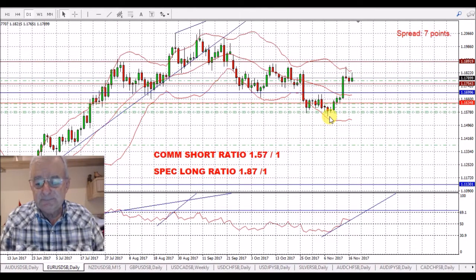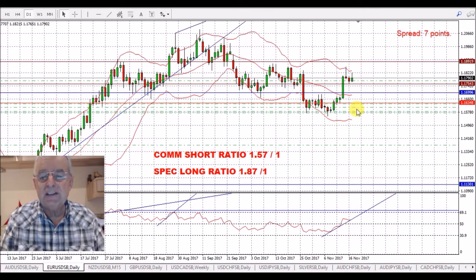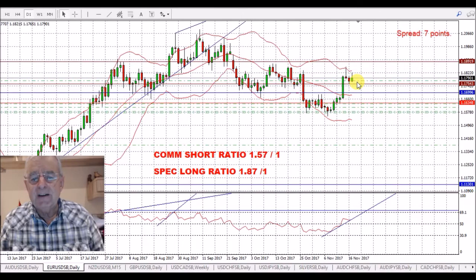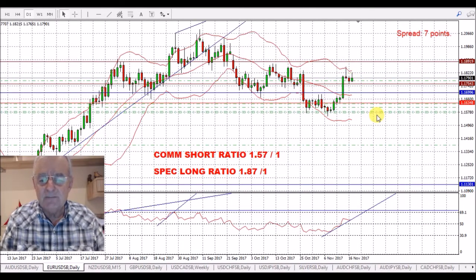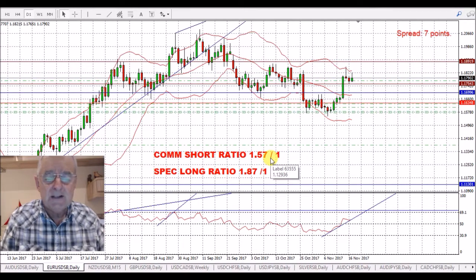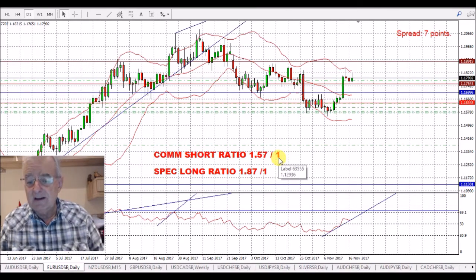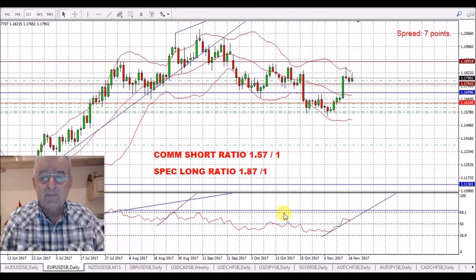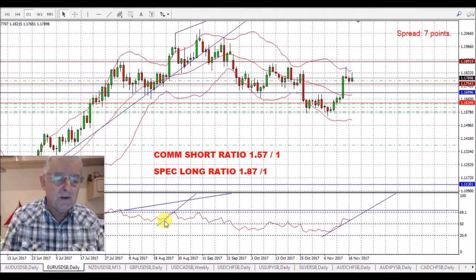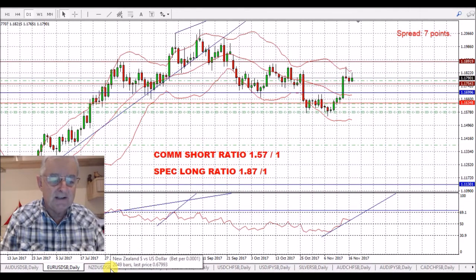Euro USD. It had a rally up the last week or so, and I saw that as a sell. I put a trend line up, it's cut it, I got a trade in, and I'm waiting to see this come down now. We've got a short ratio of 1.57 to 1. The commercials should have put more shorts on that. We'll see how that goes tonight, but I'm fairly happy with that, and obviously as it comes down I will add to my winning trade.